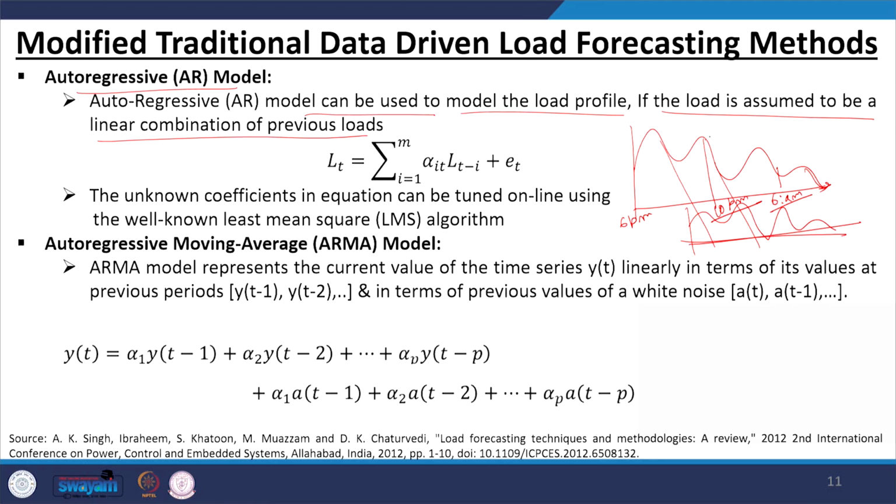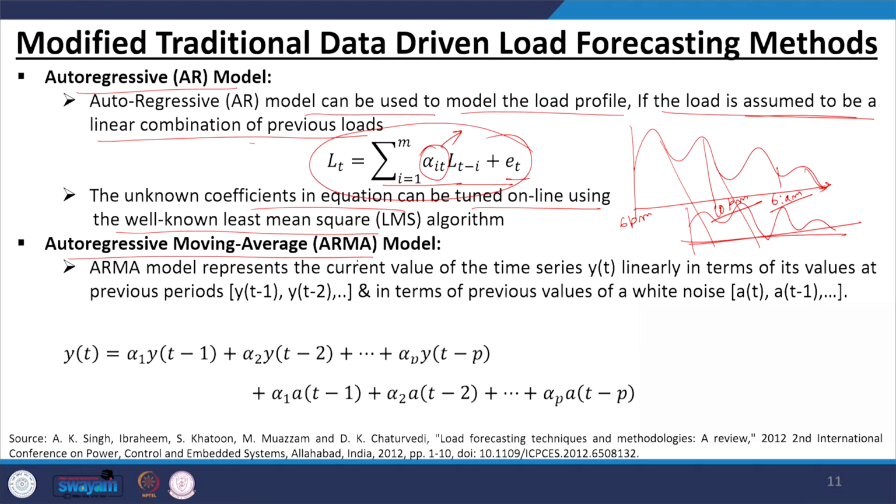So, that means your previous load is assumed to be a linear combination. There will be some variation in the load values, but the pattern will remain the same. If that is the case, then you can use the autoregressive model and express your load value as a linear combination, or a linear equation, with some error introduced. Okay. The unknown coefficients in the equation can be tuned online using the least squares method. Like in state estimation, we use the least squares method, here also you can use it to tune the coefficients properly.